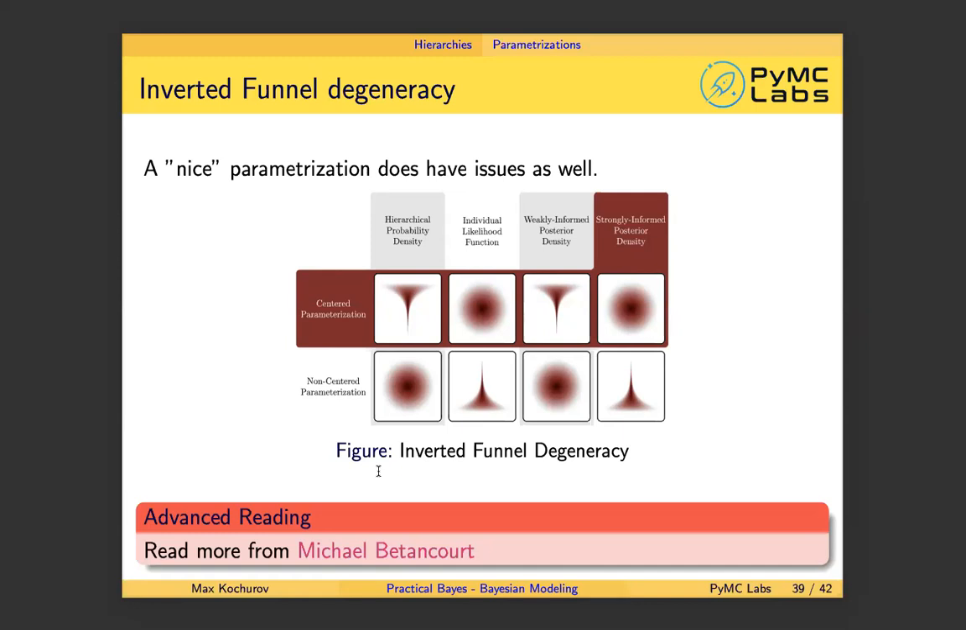And in short, if you have a very informed posterior density, and that is caused by a very informed likelihood, you will still see the degeneracy, the funnel-like degeneracy. And in simple words, this case can be described as violating the prior assumptions to a large extent.